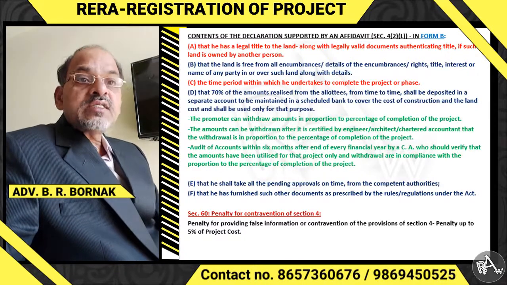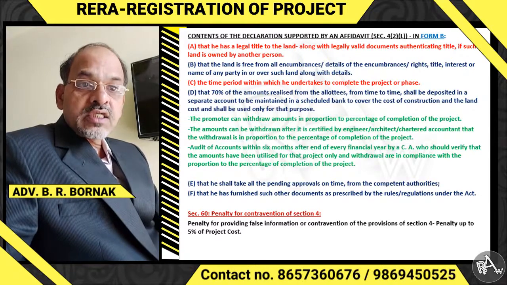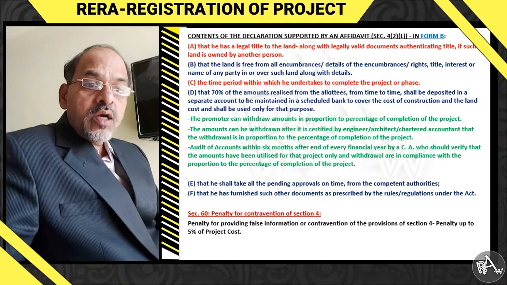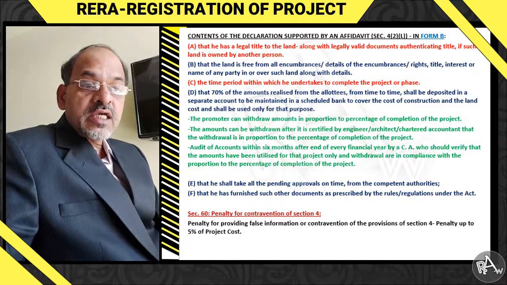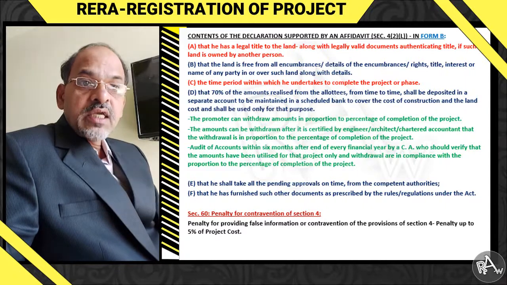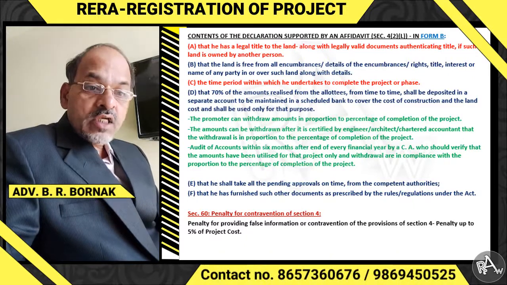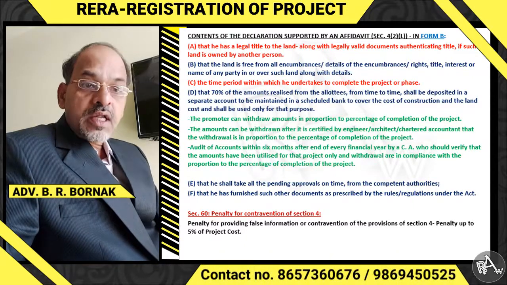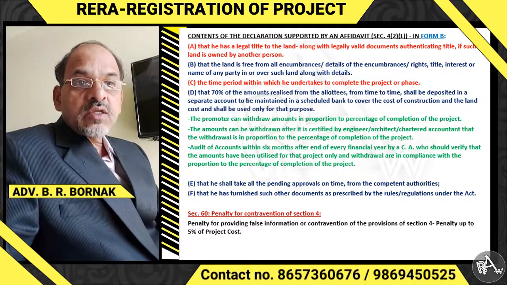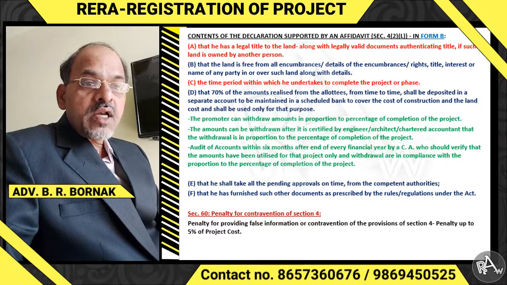So these are the contents of the declaration that is to be given by the promoter for registration of the real estate project. And the penalty for contravention of this section 4, that is, penalty for providing false information or contravention of the provisions of section 4, is up to 5% of the project cost. If he gives any false information, a penalty up to 5% of the project cost can be levied on the promoter. So this was about the contents of the declaration that is to be submitted along with the application for registration.